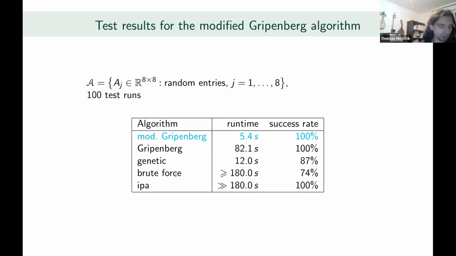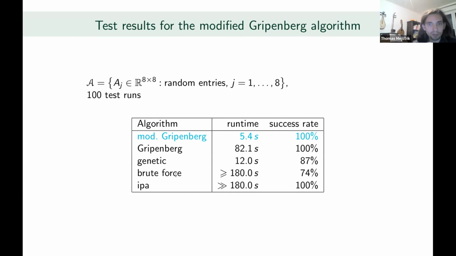And just for advertisement for my algorithm, here's a table about some test results. So given random matrices of dimension 8 and sets of 8 such matrices, the modified Gripenberg algorithm on average needs 5 seconds to find the correct SMP. All other algorithms are much slower or do not work.